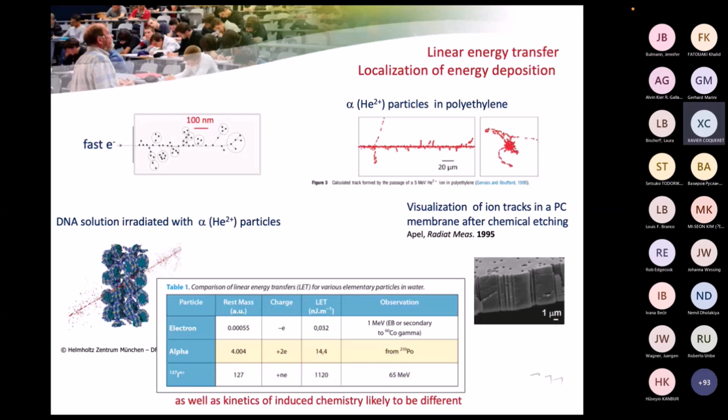And finally, to give you some idea of the differences of LET, of linear energy transfer, this table shows that for electron, alpha particle, or iodine cation, we have again several orders of magnitude between the LET. For the electron, in nanojoules per meter, we are typically at 32 times 10 to the minus 3, whereas we are at 1120 for the heavily charged and heavyweight iodine cation.